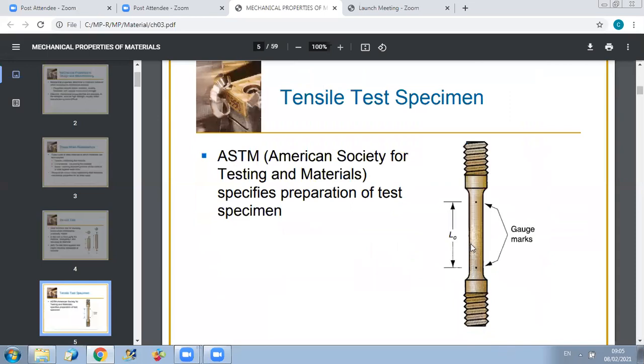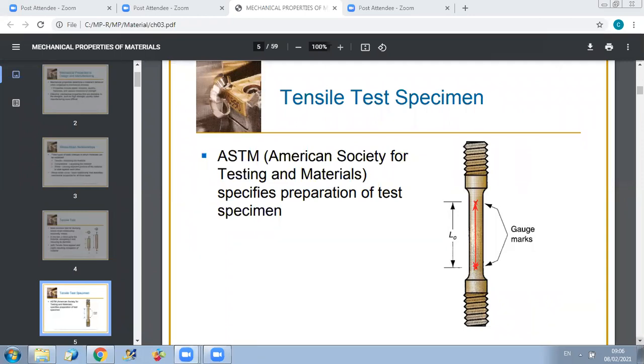Whenever we want to do this test, we put gauge marks on the specimen, and we can measure the variation of the distance between these two points. This distance will increase with time as you are doing the tensile test until it reaches a maximum value at which you will have a rupture.